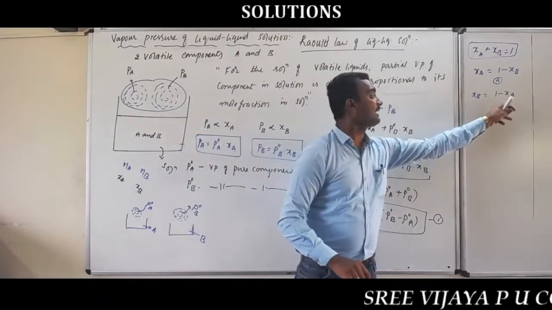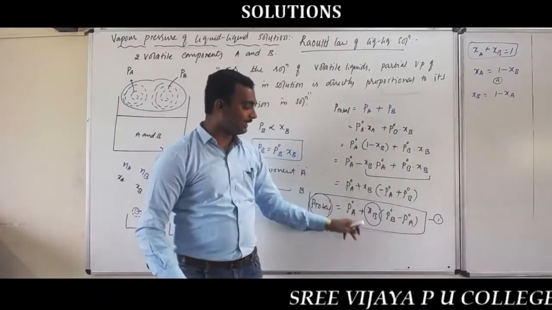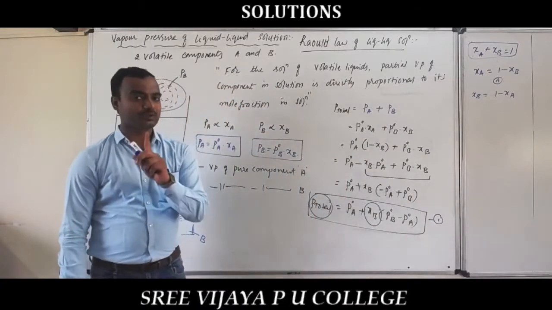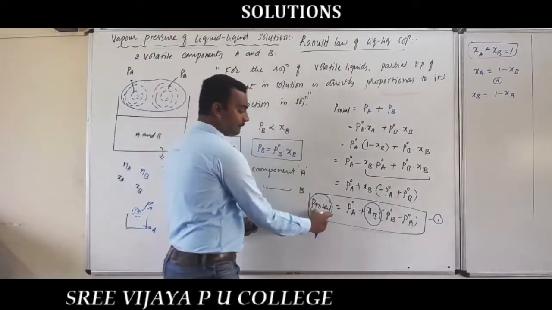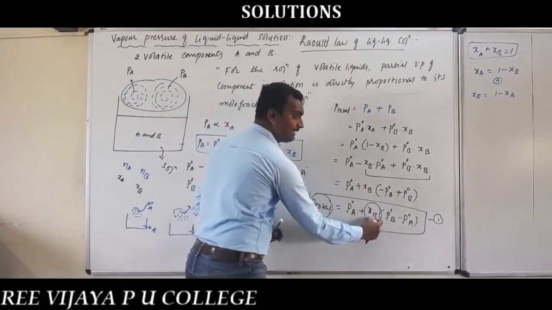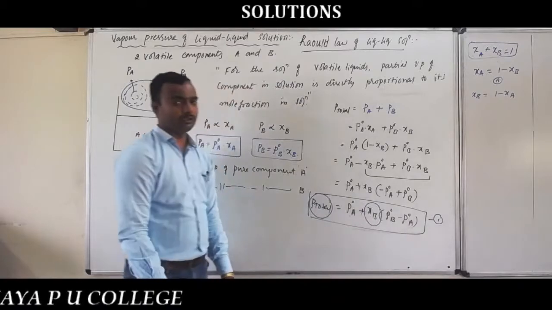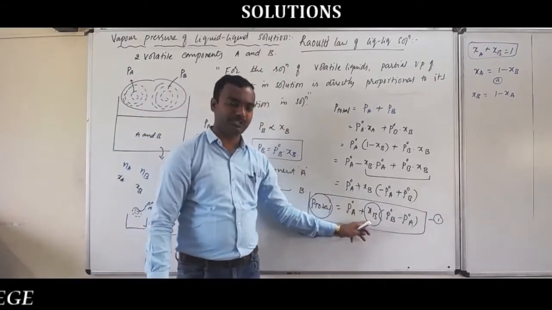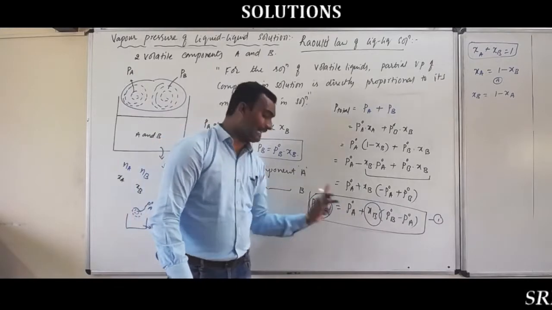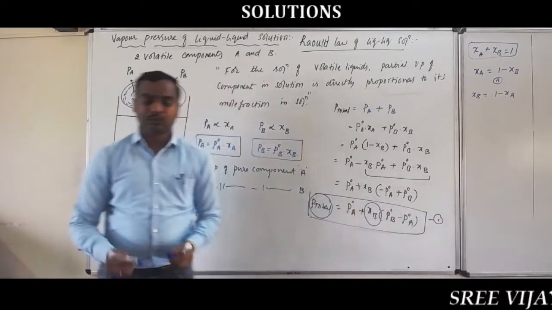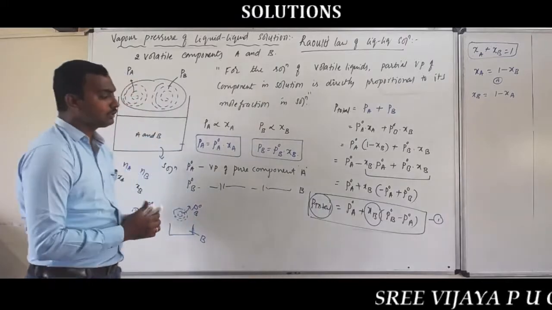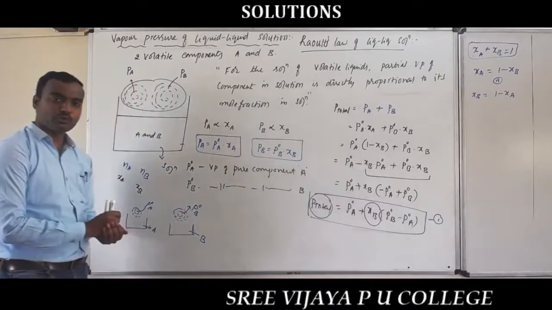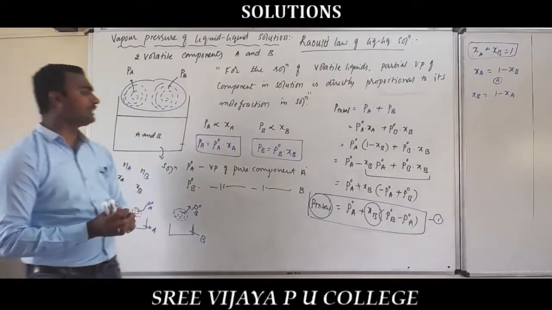When you substitute 1 minus XB for XA in the equation, instead of XB you will get XA, the mole fraction of component A. That is, the total pressure is related to the mole fraction of one of the components, and it varies linearly with the mole fraction of the component. Total pressure varies linearly with the mole fraction of any one of the components. These are the two conclusions given by equation 1. Along with that, there is a graphical representation.